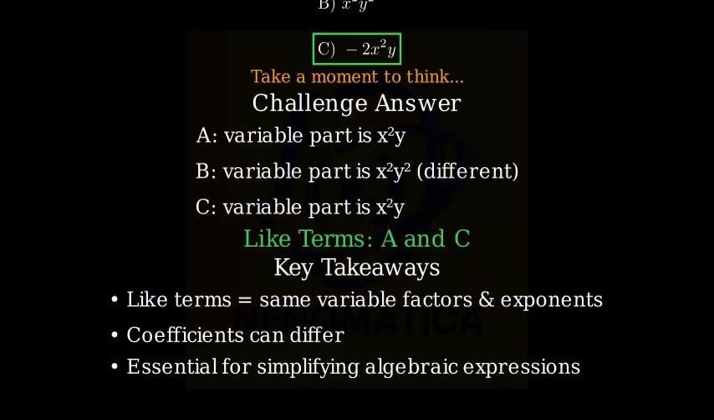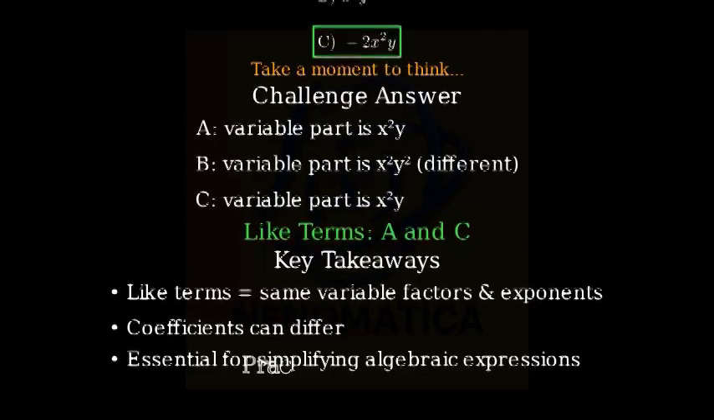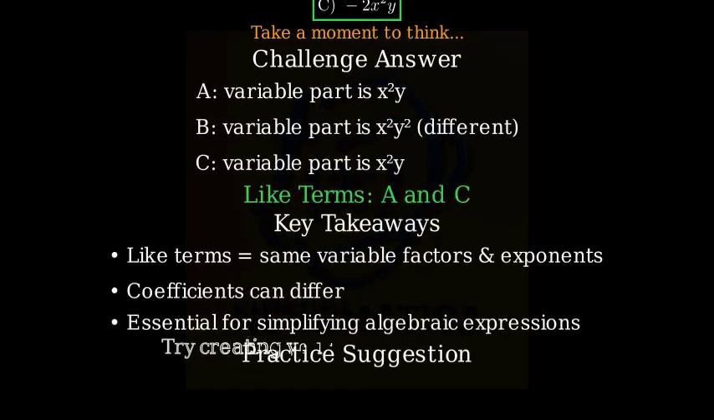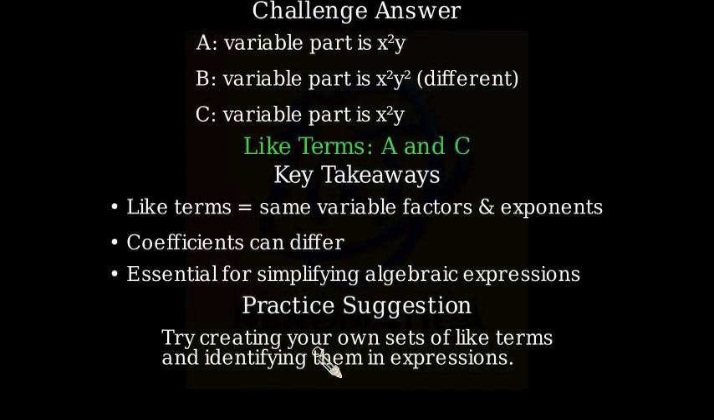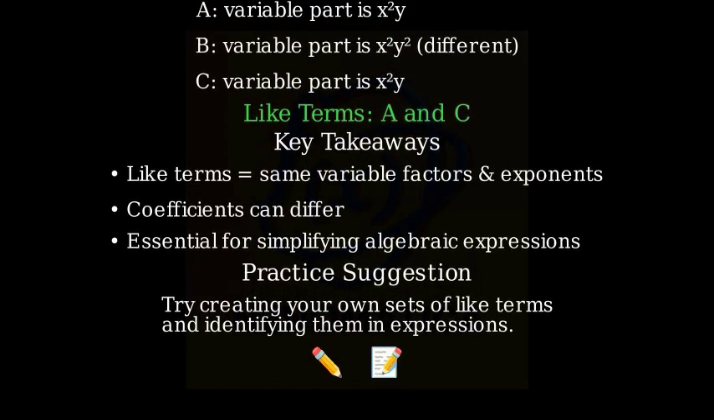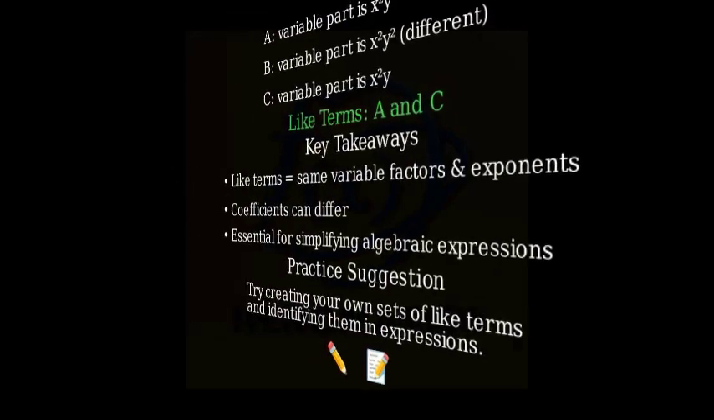Now that we've explored like terms, let's summarize what we've learned. Like terms have the same variable factors with the same exponents. Only the coefficients can differ. Identifying like terms is essential for simplifying algebraic expressions. For practice, try creating your own sets of like terms and identifying like terms in various algebraic expressions. This skill will be extremely helpful as you progress in algebra.